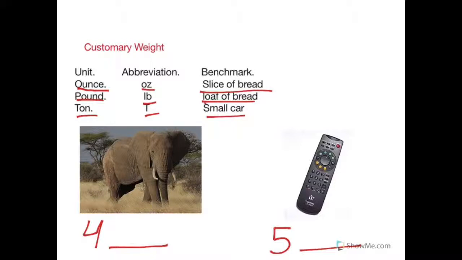of a small car. If I told you an elephant was 4 blank, how much does it weigh? Well, it's not going to be 4 loaves of bread, I'll tell you that. It's going to be 4 tons. What about a remote control? Is it going to be 5 pounds? Have you ever picked up your remote control and thought you were lifting 5 pounds of weight? 5 loaves of bread? No, it's not going to be 5 tons either. It's going to be 5 ounces.